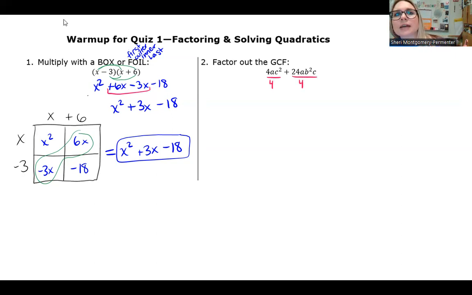And now I have to look at the terms. So do they both have an A? Yeah, so I can definitely pull out an A. Do they both have a B? No, so I can't pull out B. Do they both have a C? This one has 2 and this one has 1. So the most I can pull out is a C.